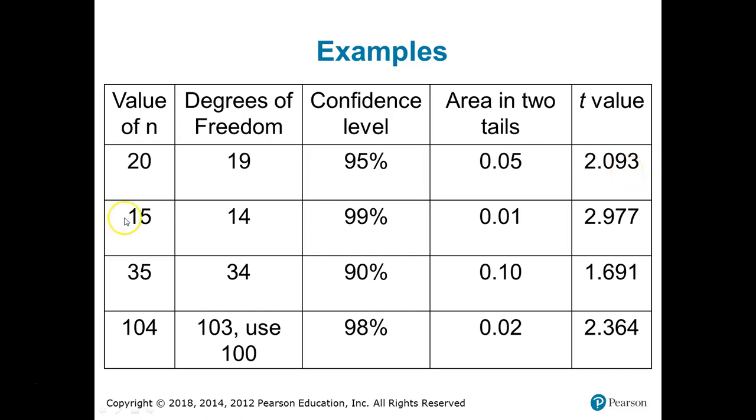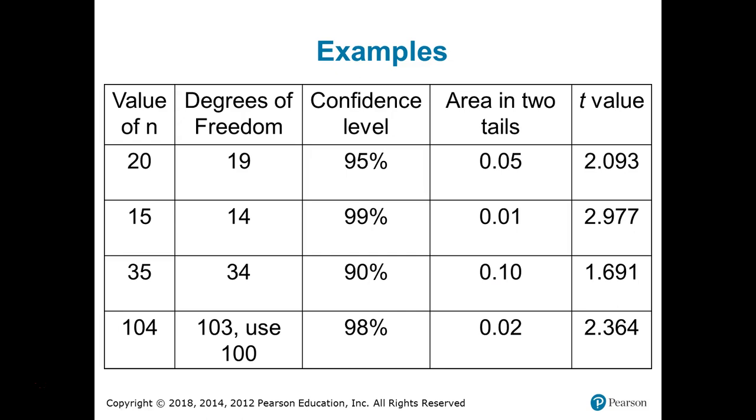Another example, value of n is 15, n minus 1, degrees of freedom is 14, confidence level is 99%, so the area would be 0.01, t-value 2.977. Then if we had value of n is 35, degrees of freedom would be 1 less than that, so 34. And if we had a 90% confidence level, the area would be 0.1. Looking at where those two values correspond would give a t-value of 1.691.